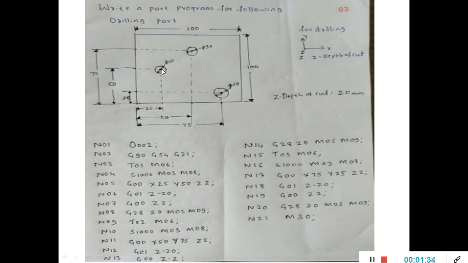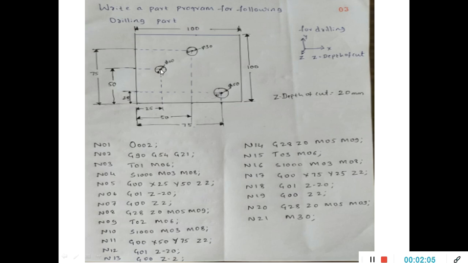Okay, see here, this is the origin. Let us consider this is the origin, the starting point of the work part. You can take the origin here also, or here also. Whatever origin you have taken, if you are using the absolute coordinate system, all the coordinate values should be taken from that particular origin. Now in this particular program we have taken the origin at this point.